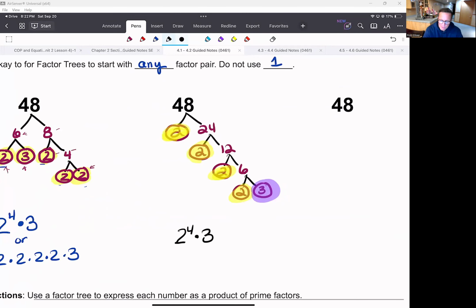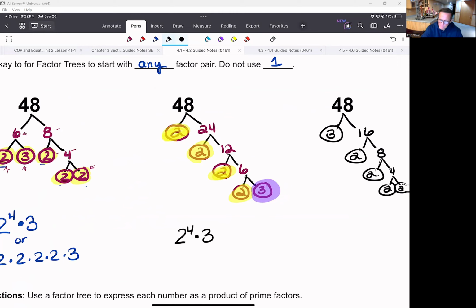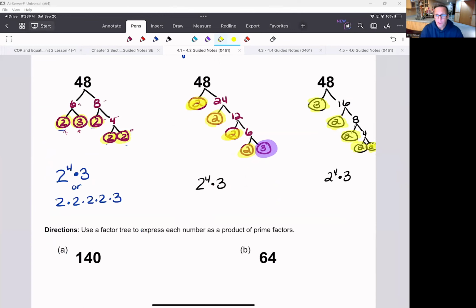And just to make sure you get it, all right, we can do 48 another way. We can do 48 with 3 and 16, right? So 3 is prime, and then 16 is going to be 2 times 8. 8 is 2 times 4, and 4 is 2 times 2. Same thing again, right? 2 to the 4th times 3. All right, so no matter which way you do it, you end up with a 3 and 4 2's. No matter how you start it, okay?